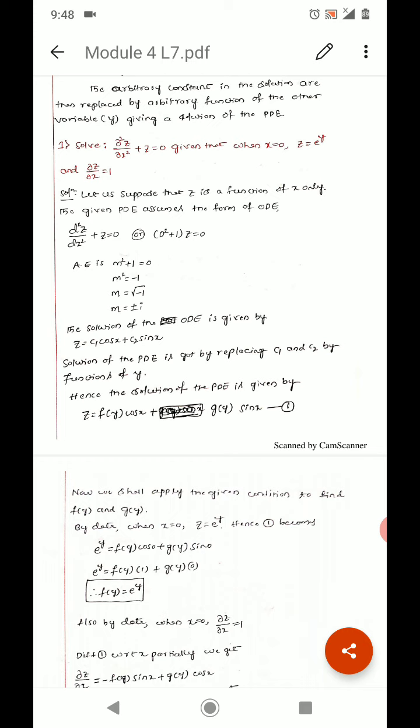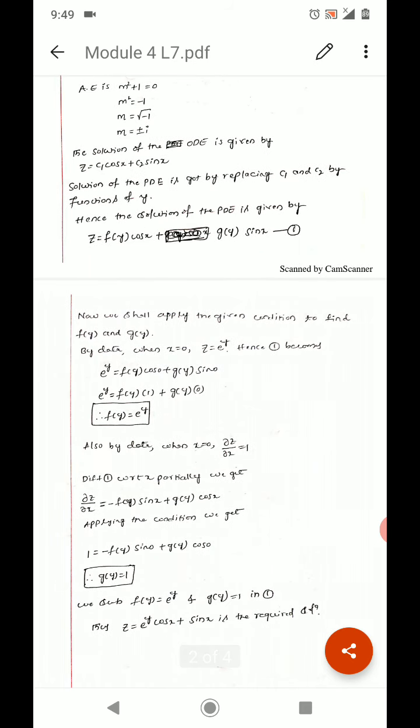So by data we have x equal to 0. When x equal to 0, z equal to e power y. So equation 1 becomes e power y is equal to f of y into cos 0 plus g of y into sin 0, since x equal to 0. So we know that sin 0 is 0, therefore g of y into sin 0 becomes 0. The remaining is, and cos 0 is 1, so we will get f of y is equal to e power y.